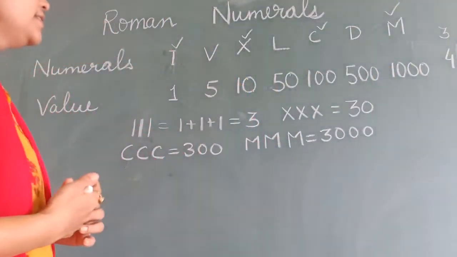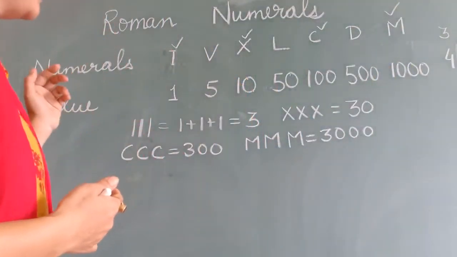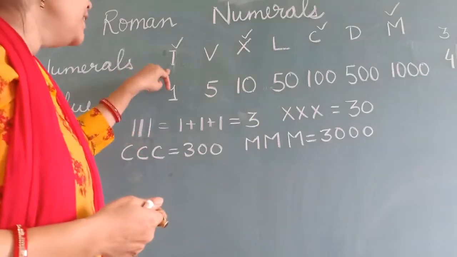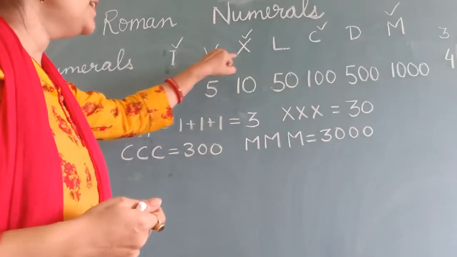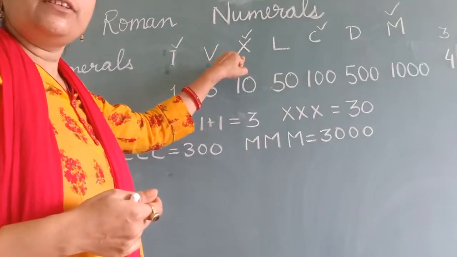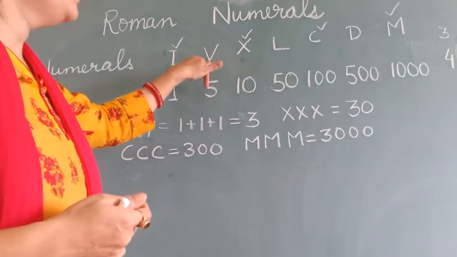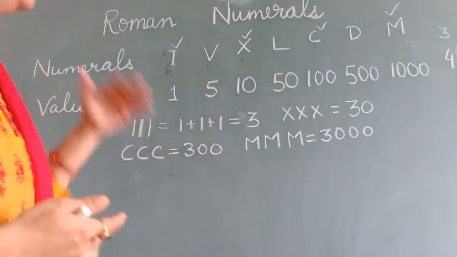The second rule is this. We can subtract I from V and X, and we can write the number.